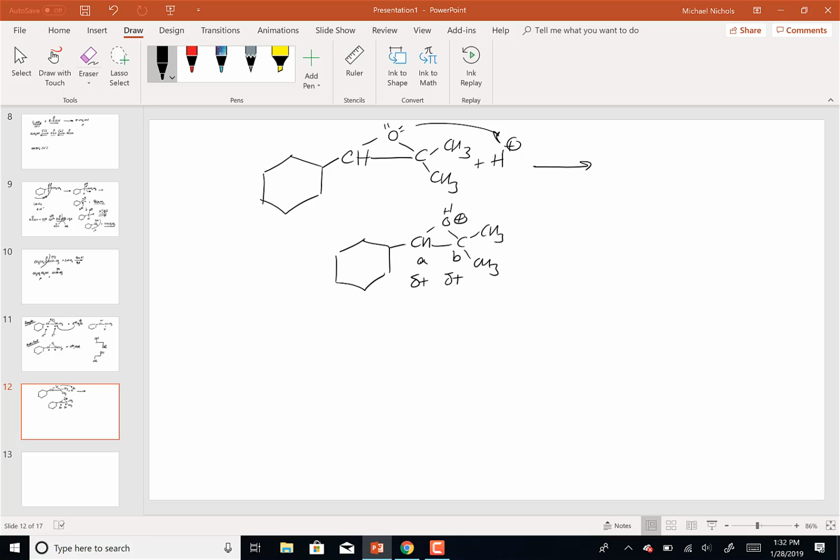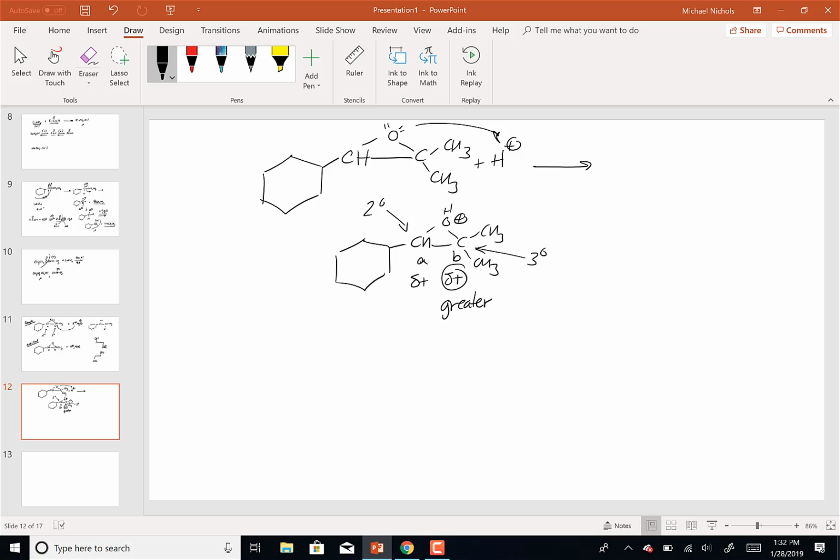It should be B, because it's got three, actually, where the other one has two. So it's tertiary. Exactly right. So this B is going to have a greater delta positive charge. Why? Because looking at C, it's a tertiary carbon versus looking at A, it's a secondary carbon.